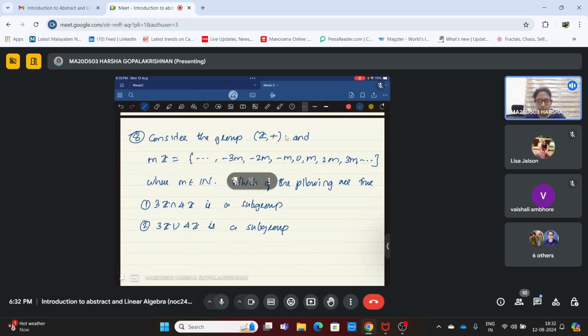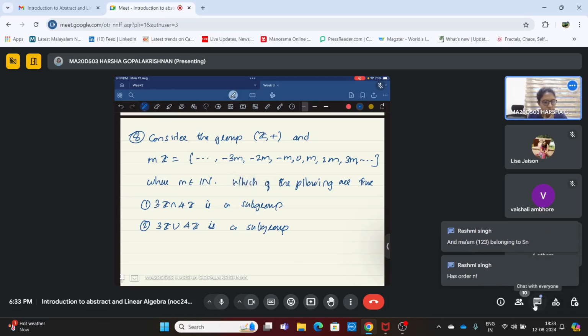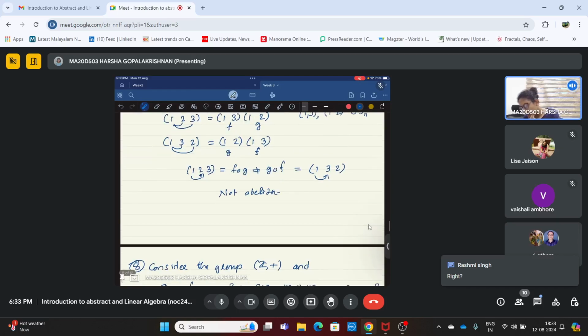Now the next question is, given the group Z, plus meaning integers with addition, and mZ is the multiples of m, so 0, m, minus m, and so on, and now (1 2 3) belongs to Sn. What is the order of (1 2 3)?